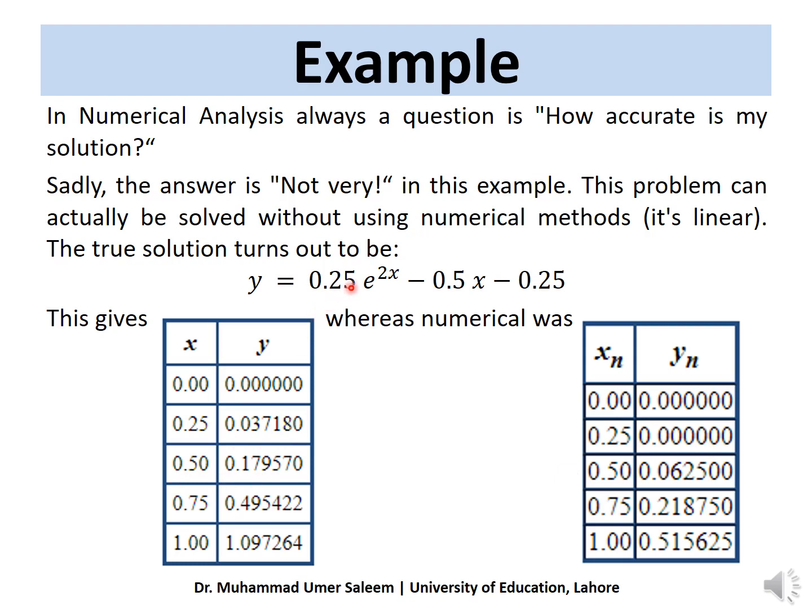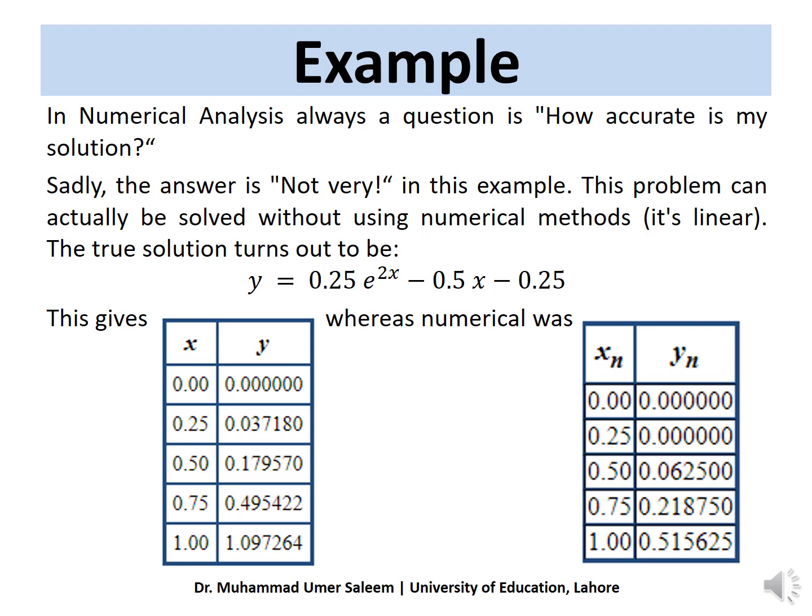At 0.5 it will give you 0.179570. The numerical method gives us 0.0625. Similarly for 0.75, this value, and what we computed is this one, and then the actual value is 1.097264 at 1, but what we get is 51564. There is a hell of a difference between these two values. So this 51.5156 is not a good approximation to this exact value.